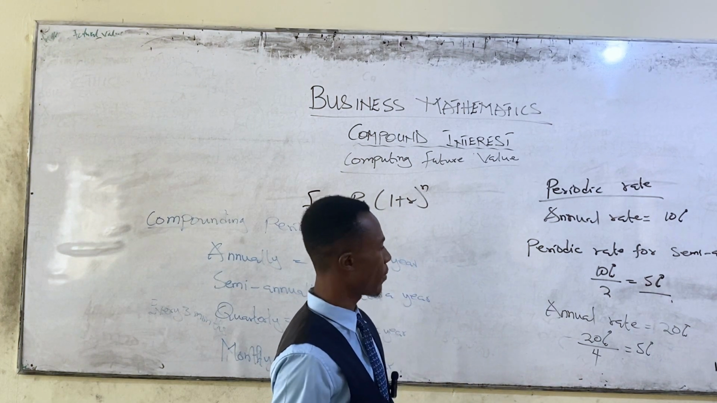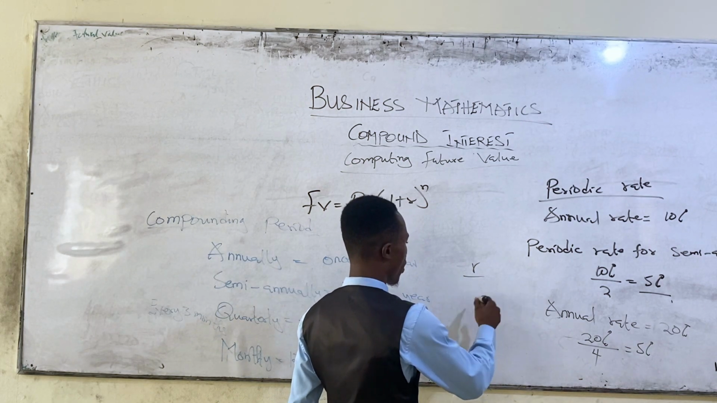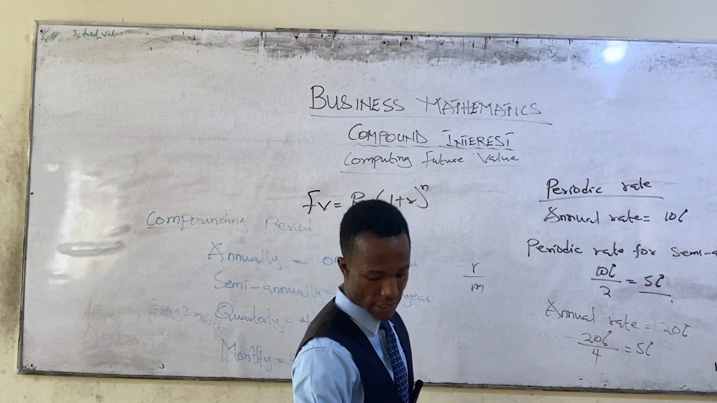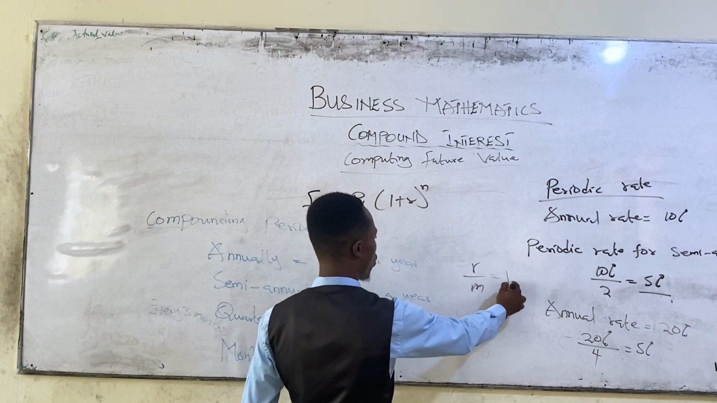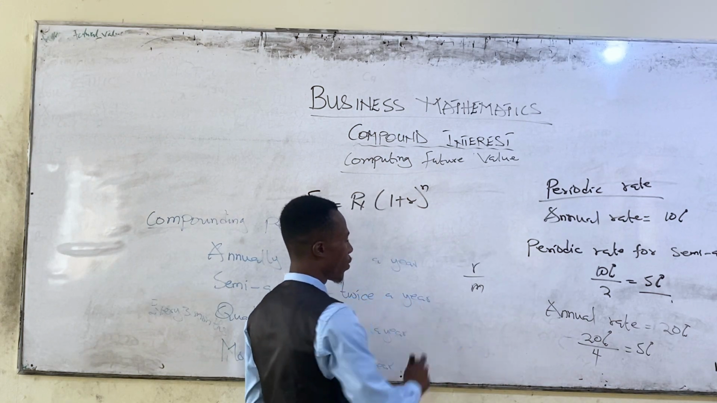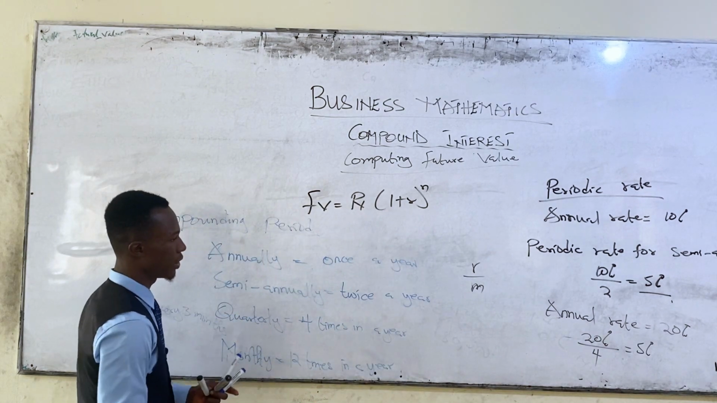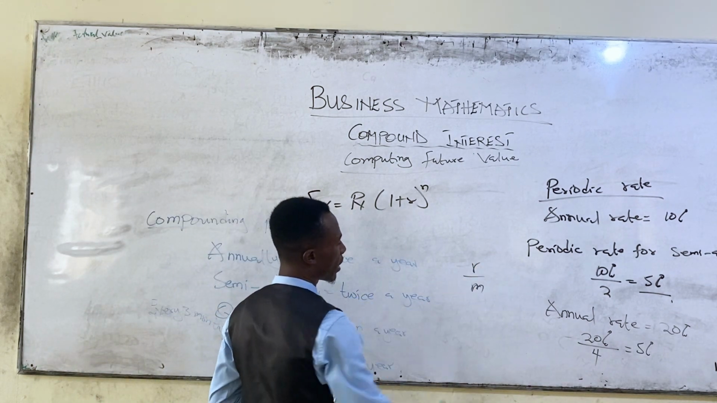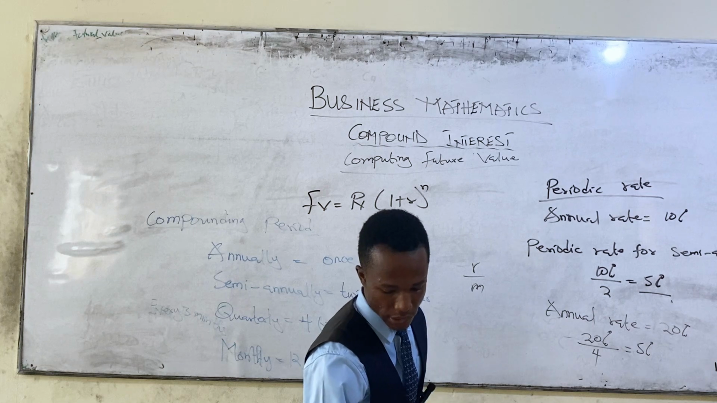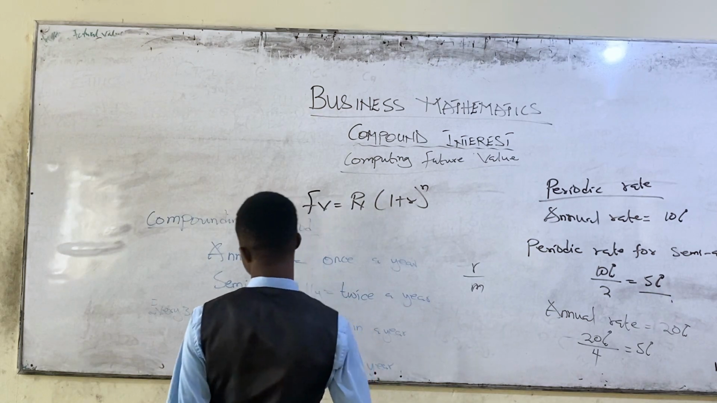Okay, so there is a formula for the periodic rate, and that is your rate over the number of compounding periods, which is denoted by the letter M. That is equal to 1 because it is for a single year. So it is R over M, and this R here is your rate, and this M here is the compounding period. So you just divide it, and the answer that you get becomes your periodic rate. Yes. So let's pick a question here and look at how to solve them.